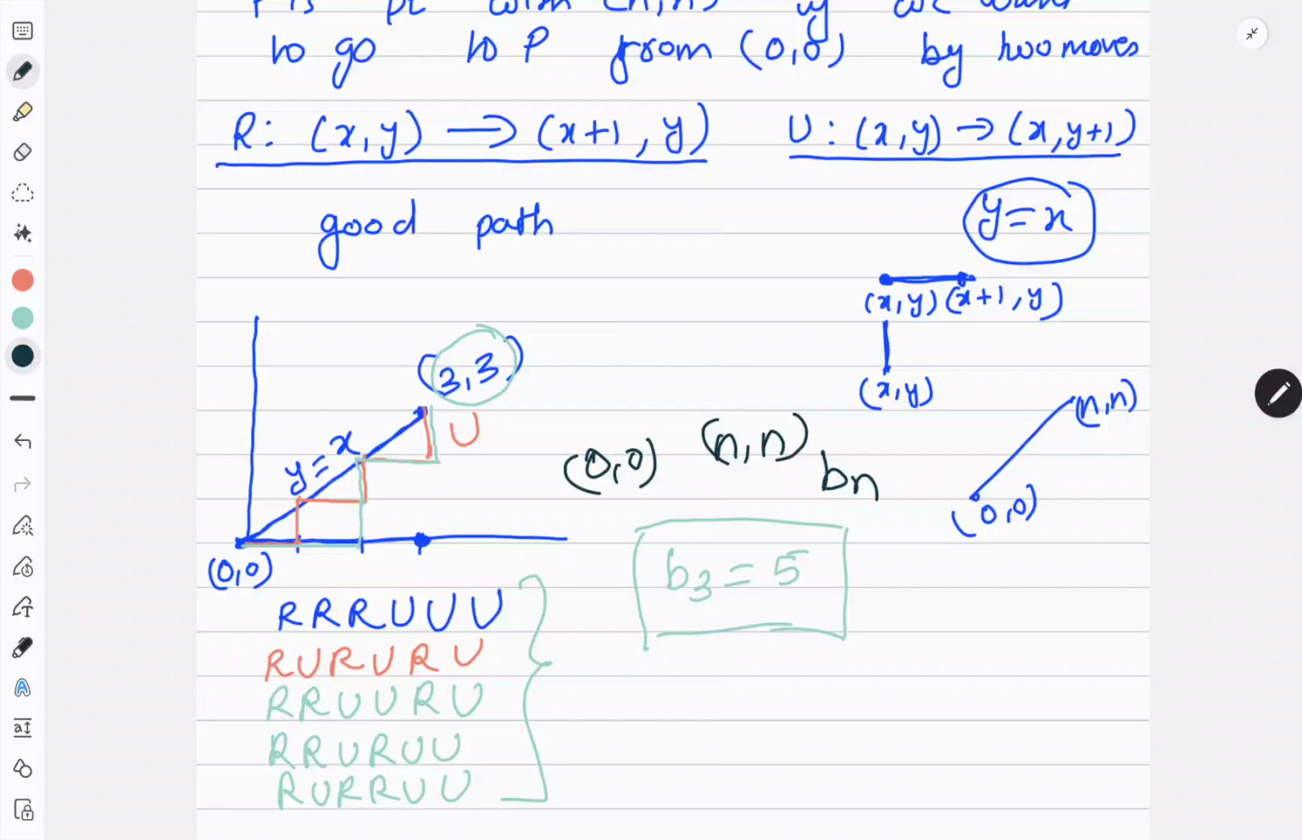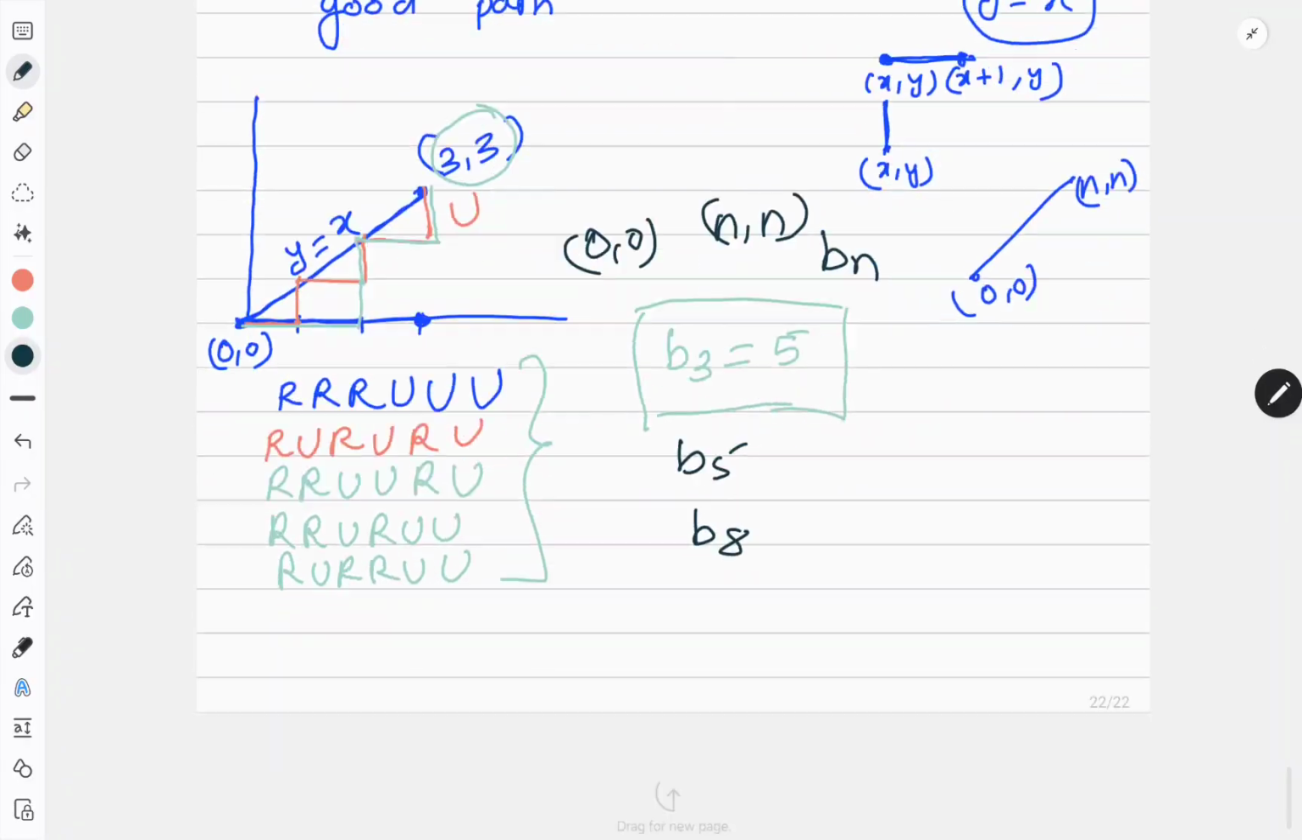I can move by Bn ways. If it is 5, 5, my answer will be B5. If it is 8, 8, my answer will be B8. So this is how we define the good path, and we can see a Catalan sequence in case of the good path with the restricted moves. Right? Now how can I frame a question based on this?